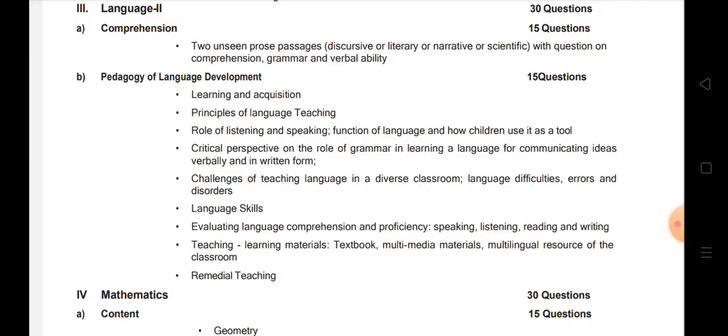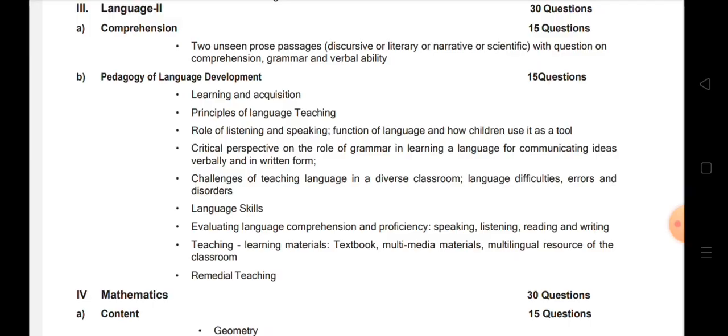It can be Hindi, it can be English, oh no, it cannot be English. It can be Hindi, it can be Nepali, it can be Assamese, it can be Bengali. All right, so those languages you can use, or it can be Khasi or Garo.